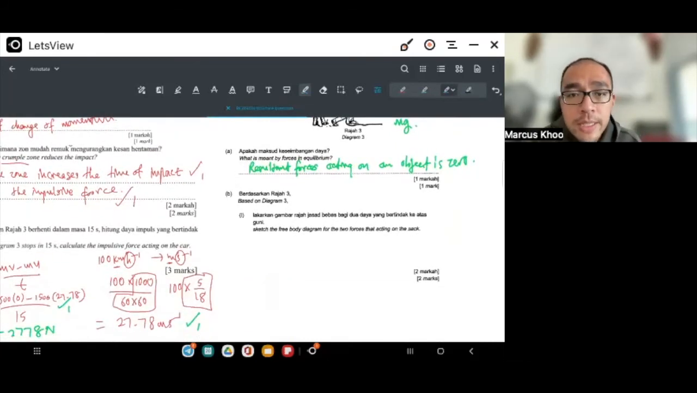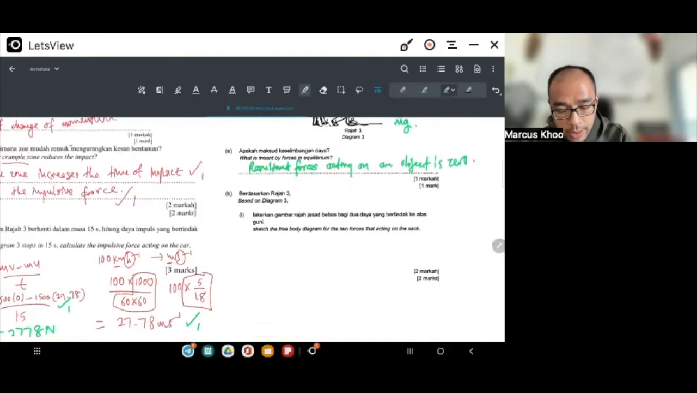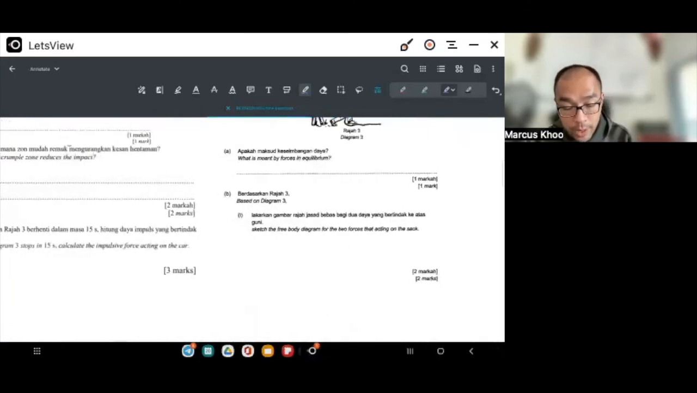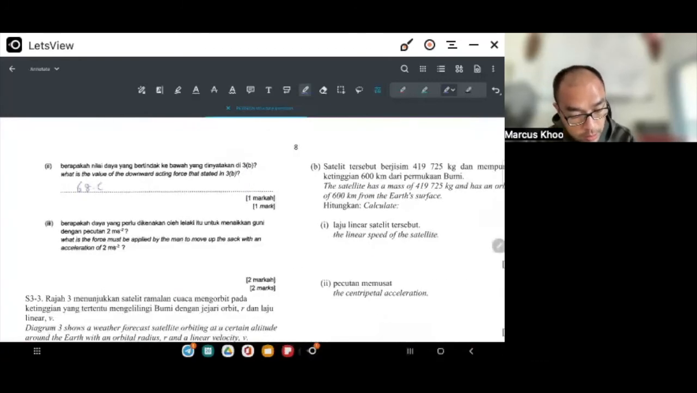Second question: based on the diagram 3, sketch the free body diagram to show the two forces that are acting on the block. Obviously we're talking about these two. Let's put the sack over here, and then this will be the tension of the string, and this will be the weight. I think that will be enough as long as there's just two. What is the value of the downward acting force? Obviously, it will be the same value as the upward, so if it is 68.67, it will be 68.67 newtons.